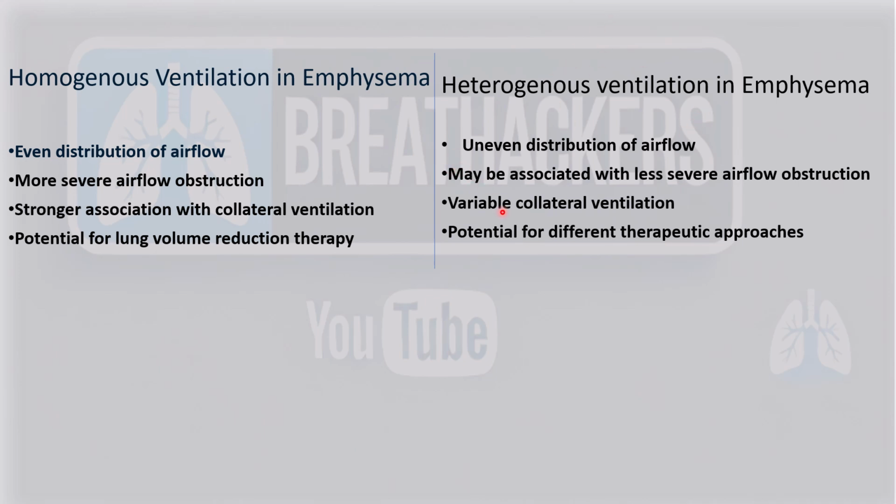Coming to the heterogeneous ventilation, they basically exhibit areas of good ventilation, and then there are areas of poor ventilation or air trapping. Though airflow obstruction is present, it can be comparatively less when we compare it to homogeneous emphysema. It may or may not be associated with very significant collateral ventilation, and the heterogeneous nature of this disease makes it more of an individualized approach to the treatment. So here you have more potential for putting an endobronchial valve, and that will be more successful as compared to the homogeneous emphysema.